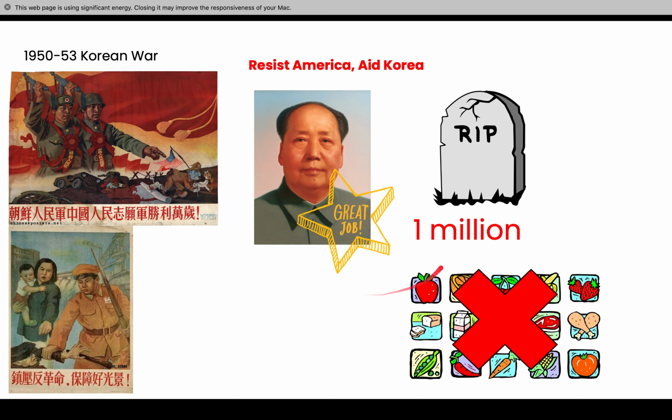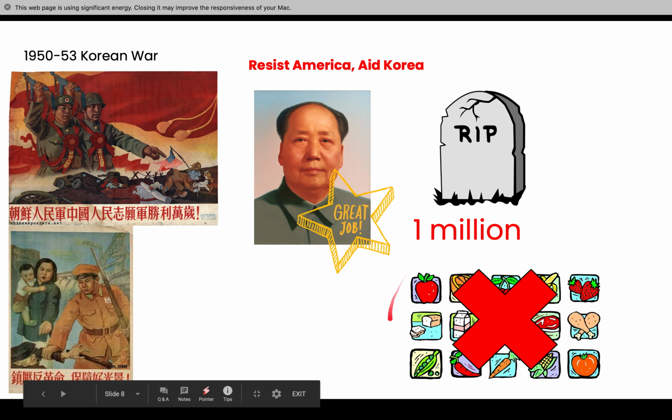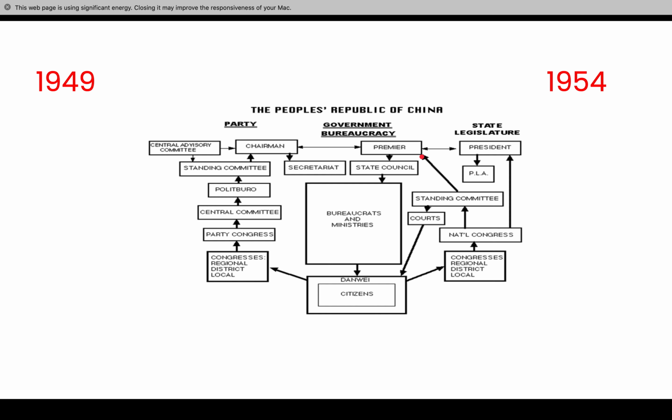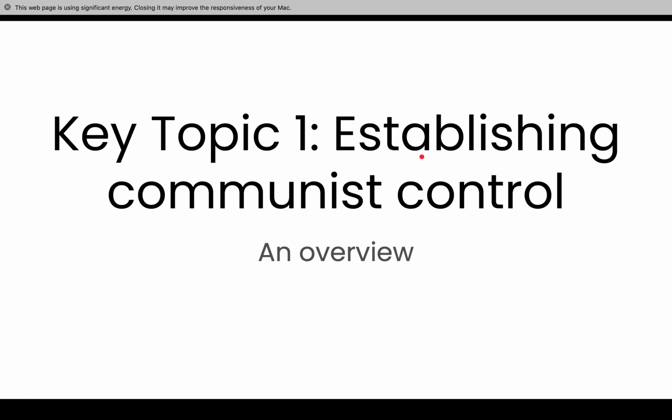So the Korean War had some benefits for the Communist Party in that Mao was seen as a great leader, and their international prestige increased. But on the flip side, we also had negative impacts on the industry and the agriculture. So those are just 6 ways in which the PRC was able to establish itself in 1949 and how the Communist Party tried to maintain their control.